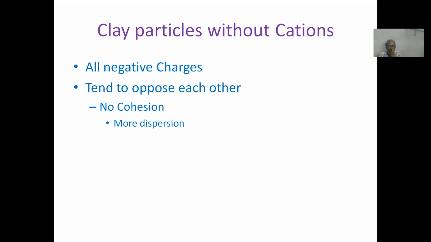Let us assume clay particles of the soil without any cations. What will happen? All clay particles will have negative charges and they will tend to oppose each other, and there will not be much cohesion, and there will be more dispersion. It will be like magnets with the same poles. If they are brought together, one magnet will cause a force on the other. In the same way, the clay particles would also behave.